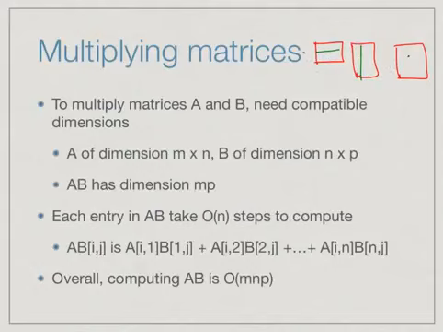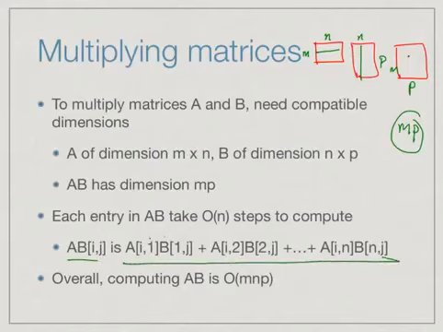So if we have a matrix which is m by n, then the other must be n by p, so that we have a final answer which is m by p. In the final matrix, we have to compute m times p entries, and each of these entries requires us to compute the sum of n products. So that takes us order n time. The total work is easy to compute as m times n times p. So a times b at position i, j is this long sum, and this sum has 1, 2, 3 up to n entries.